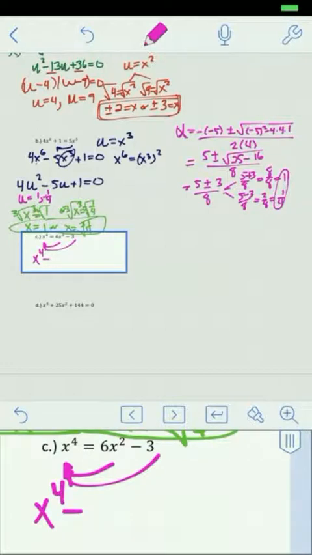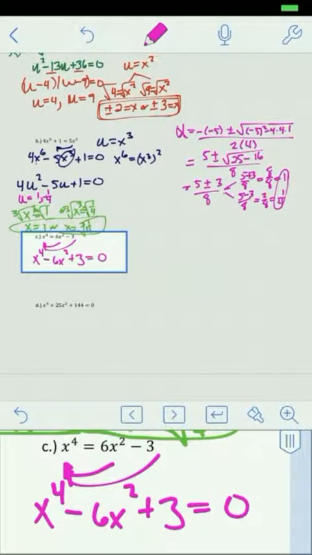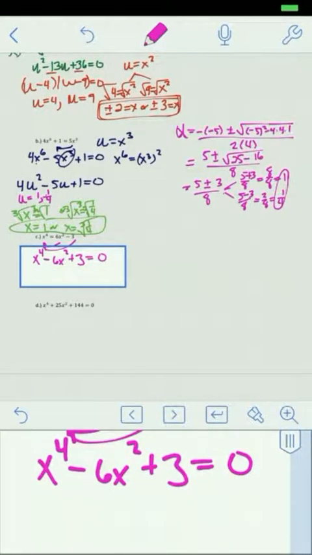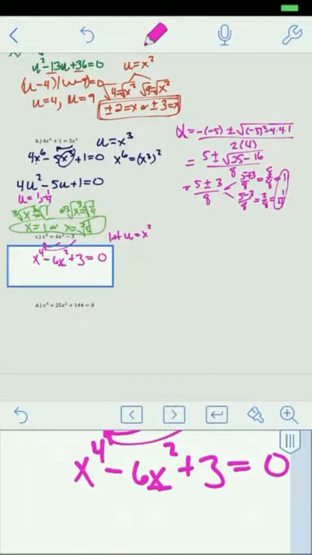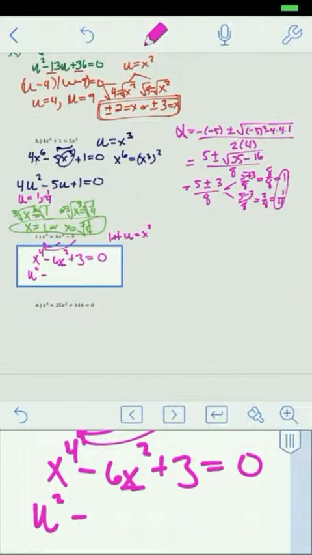Got x to the 4th minus 6x squared plus 3 equals 0. And now it seems pretty obvious what we should make our u sub. It should be that thing that's sitting next to b. Usually that's a general rule when it comes to u substitution: you want to change it to whatever's sitting next to your b term. So I'm going to let u equal x squared. When I do that, x to the 4th becomes u squared, minus 6u plus 3 equals 0.